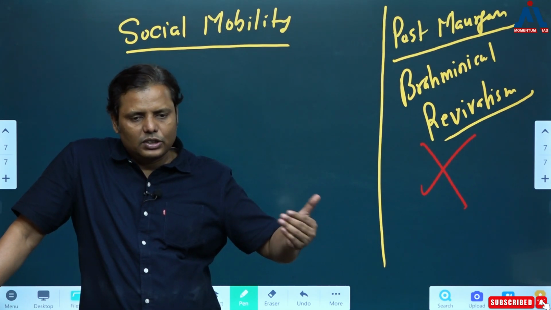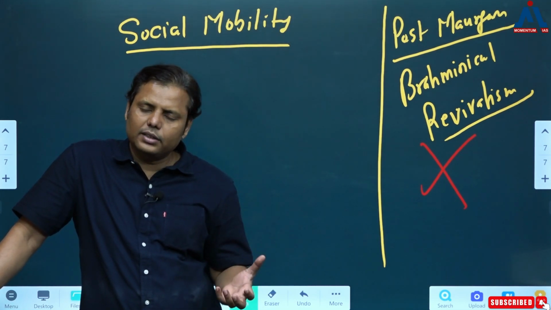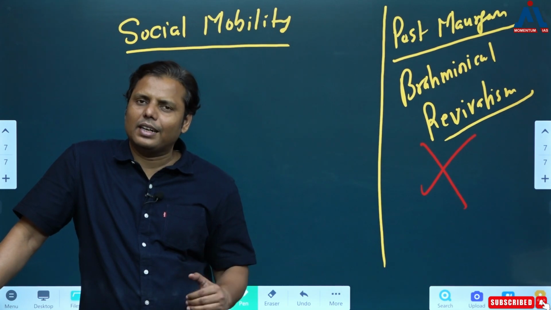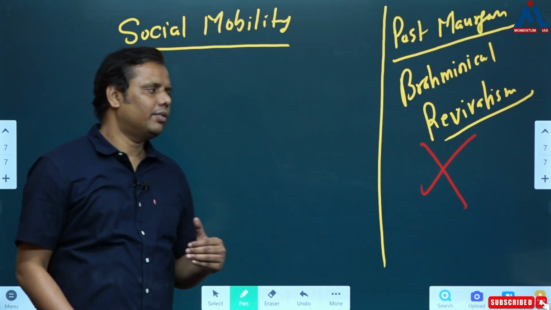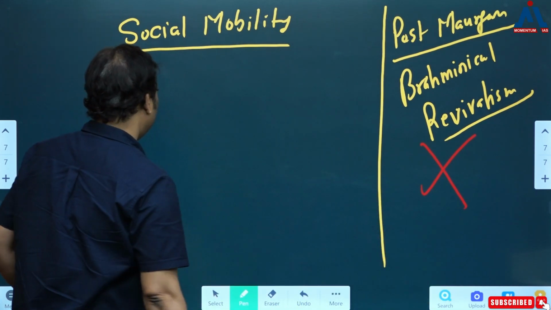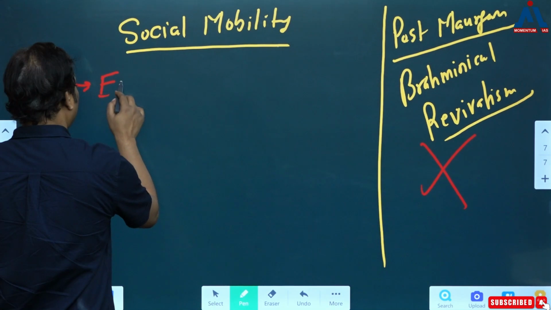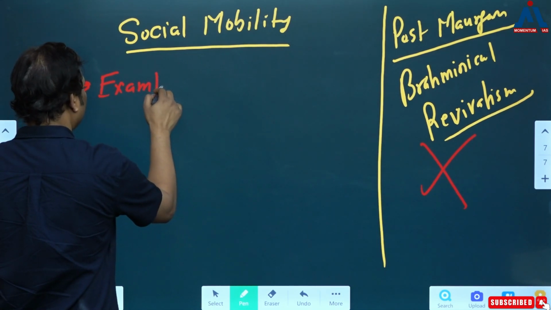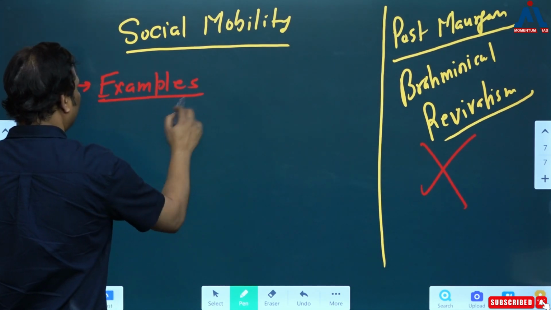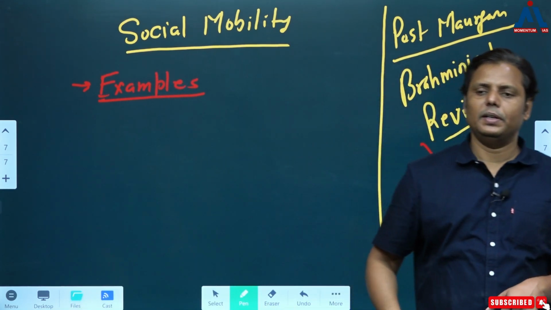Buddhism is also flourishing, Jainism is also flourishing, right? So every sect or other religions were flourishing, and that's why you cannot consider this particular period only as a period of Brahminical revivalism. So we have discarded all these ideas, okay? Now come to this point. We have multiple examples, right? Multiple examples where we can talk about social mobility being practiced very frequently.